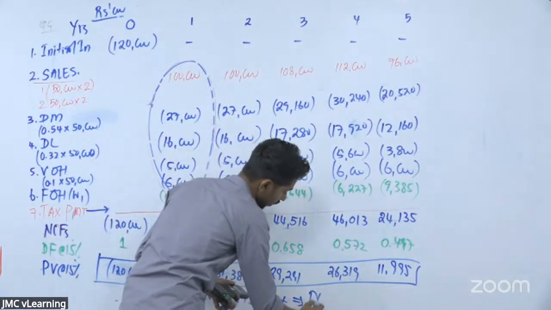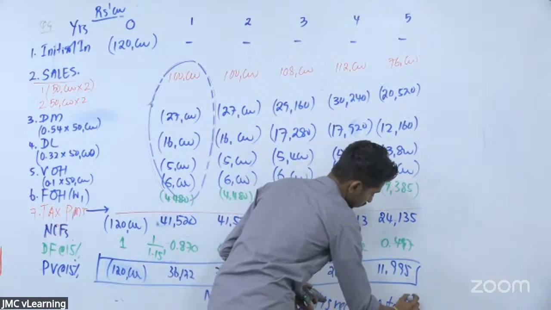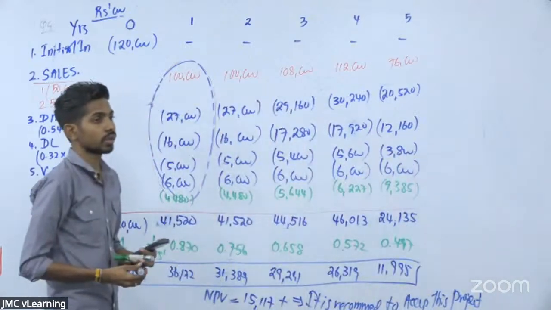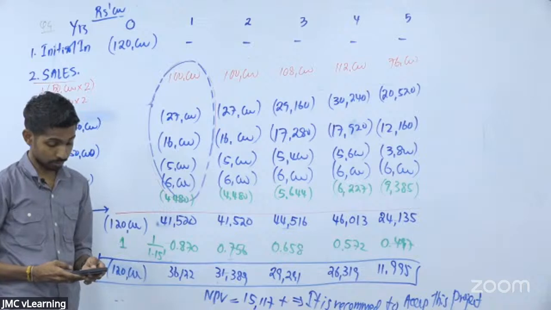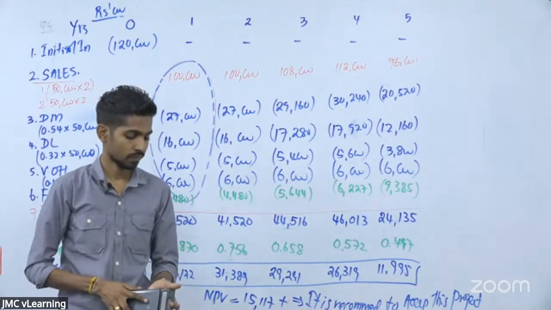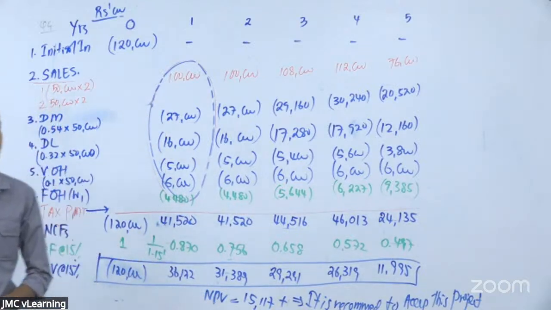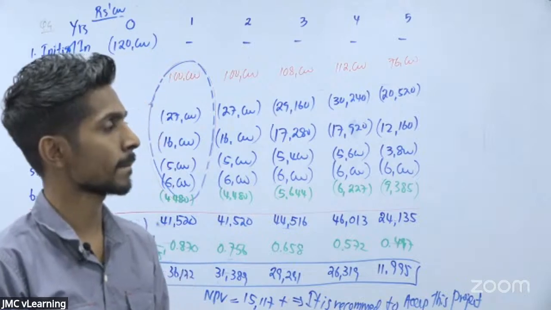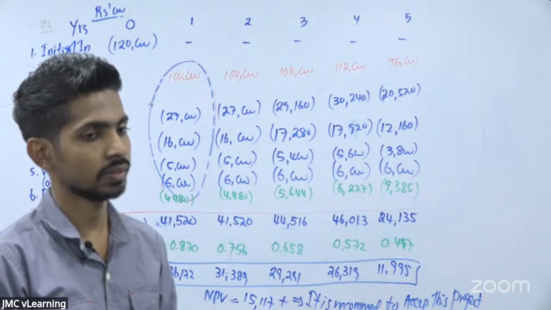Then our recommendation is it is recommended to accept this project, because the NPV is positive. Okay. Is it okay? Please comment on that. This kind of question, if it is available, you have to make a hurry with your calculation. Is there any question?